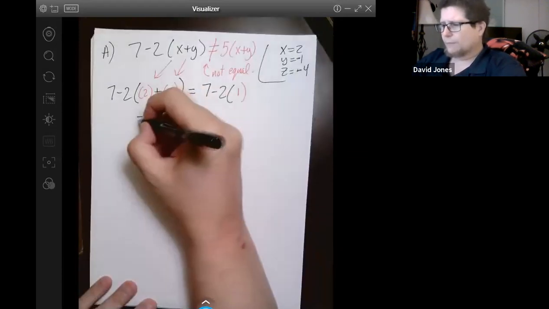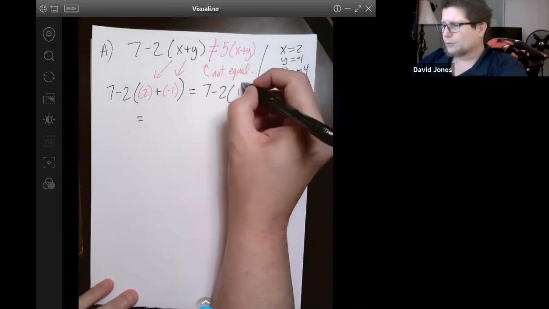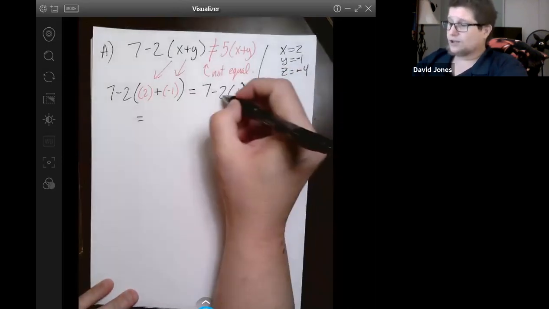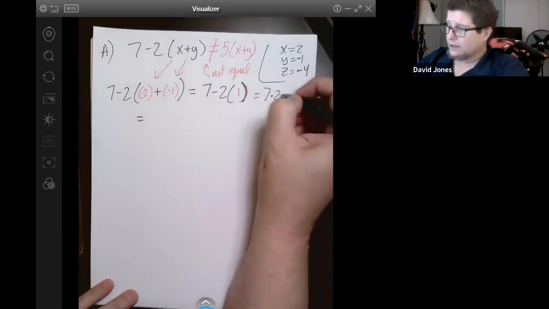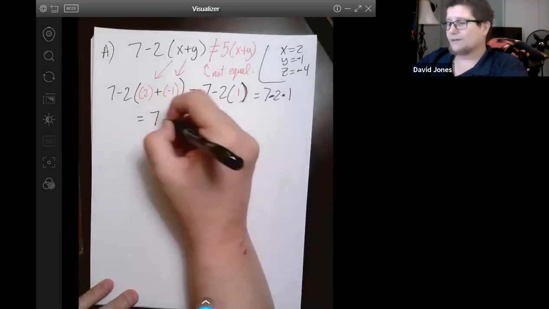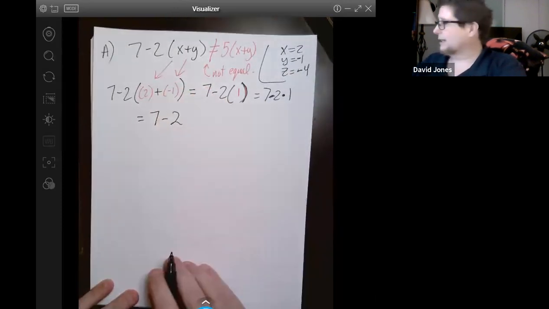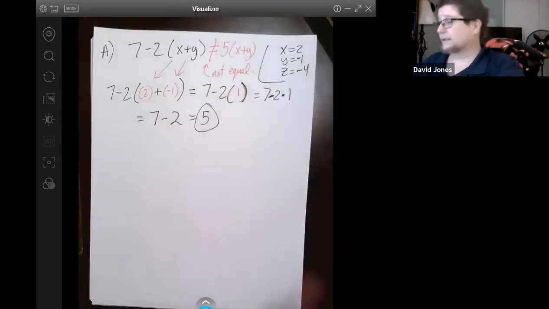And then I do my multiplying order of operations. There's no operations left inside the parentheses. So this turns into multiplying. 7 minus 2 times 1. 7 minus 2 times 1 is 7 minus 2. We did the multiplying. And finally, 7 minus 2 is 5.